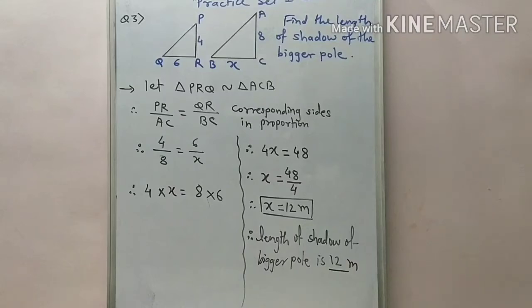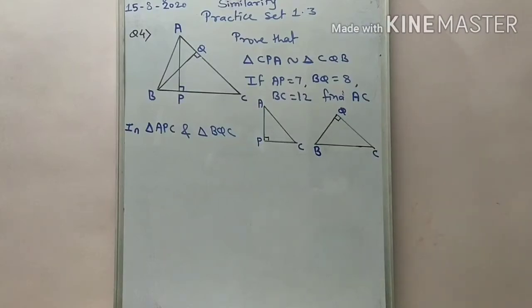Okay students, so this example is also for 2 marks in the exam. Now we try the fourth one. Okay, so here we have the fourth example. Given that in triangle ABC, AP is perpendicular to BC and BQ is perpendicular to AC, prove that triangle CPA is similar to triangle CQB. And also we are given some measures of the segments, and according to that we have to find the length of AC. So first we try to prove these two triangles are similar triangles.